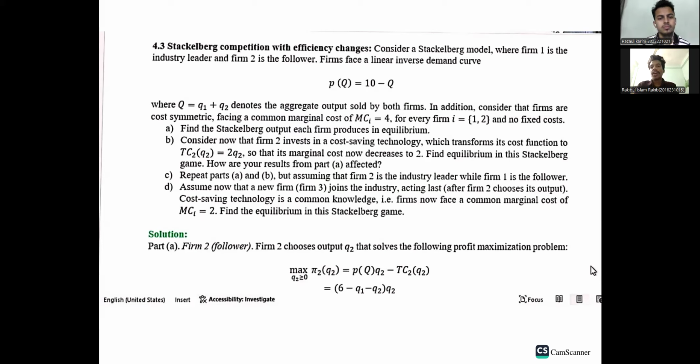Today we'll discuss the Stackelberg competition model, which we have been taught at the graduation level.